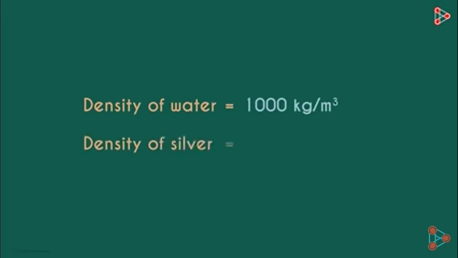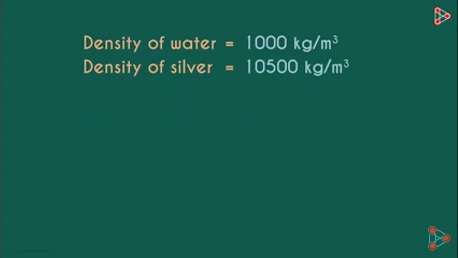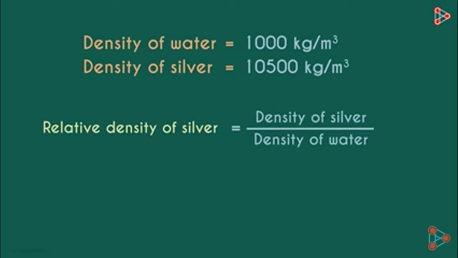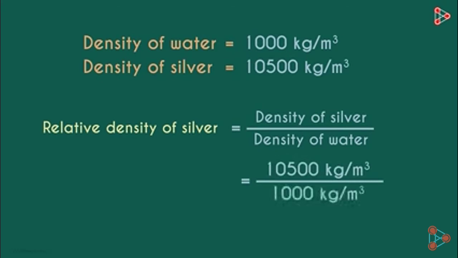The density of water is 1000 kilograms per meter cubed, and the density of silver is 10,500 kilograms per meter cubed. So can you tell me the relative density of silver? It's easy. Just refer to this formula and try answering it. It will equal the density of silver over the density of water. Substituting the values here, we get the answer as 10.5. That's the relative density of silver.